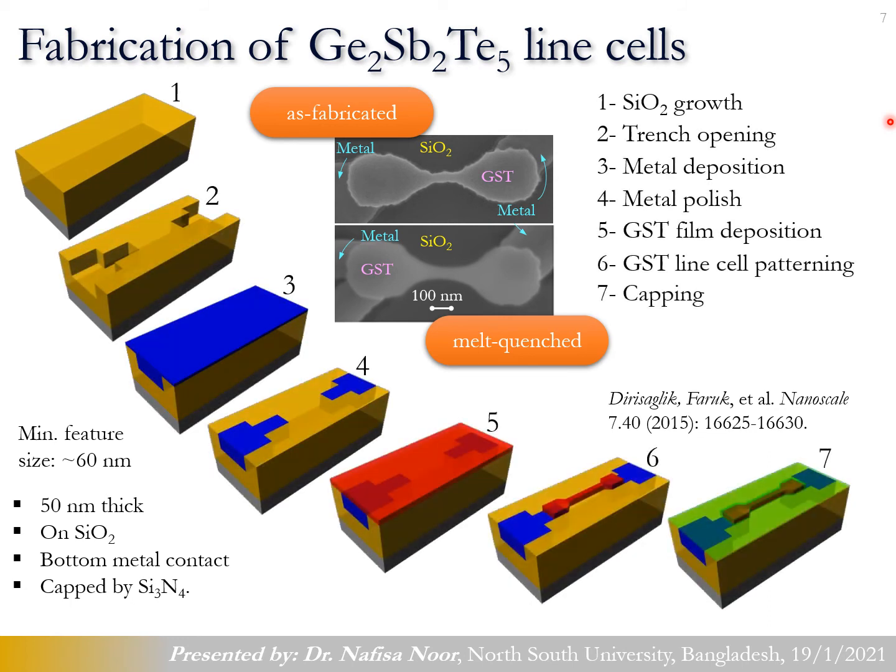Now the process steps include a lot of setups. For example, we have to grow the oxide first, and we have to open the trench, then we have to deposit the metal, which you see here as the blue. We have to polish the metal, and then the red represents the GST film deposition. Then we pattern the GST film, and finally we cap the top part with silicon nitride. The line cells that you see here are 50 nanometer thick, and they are on silicon dioxide. They have bottom metal contacts and they are capped by silicon nitride.